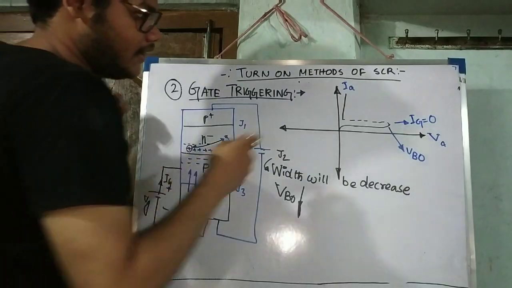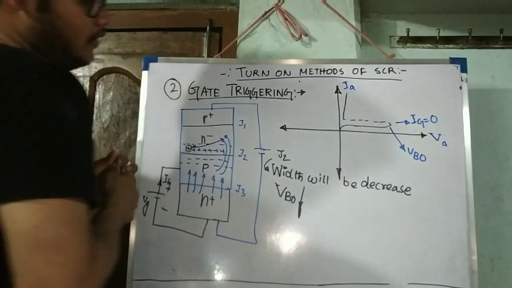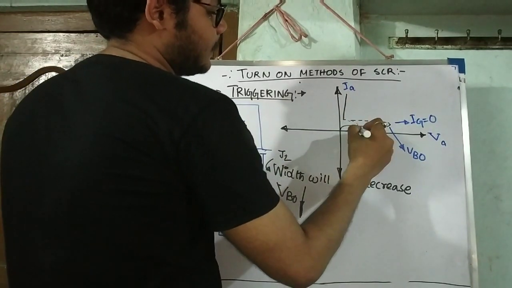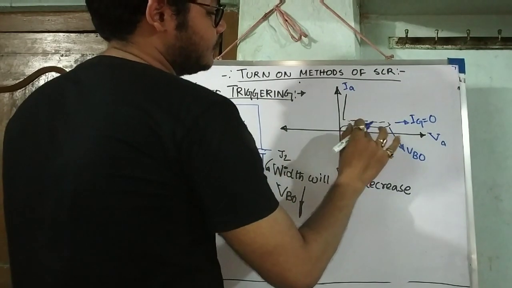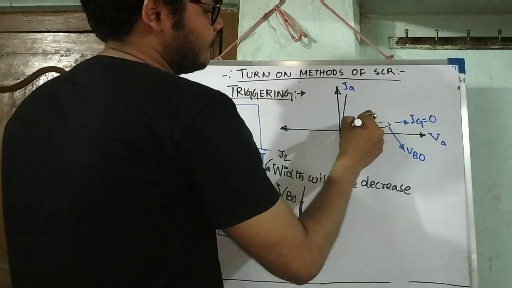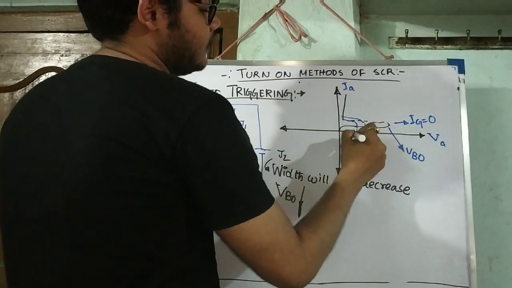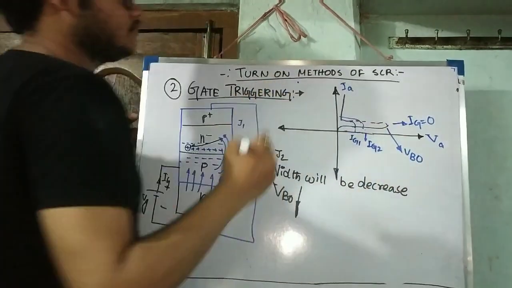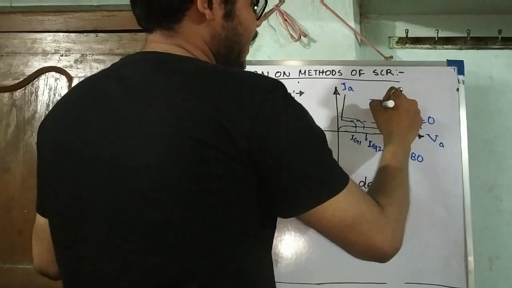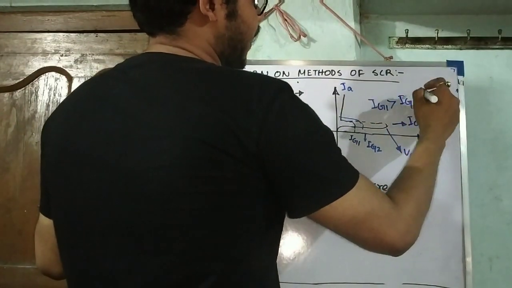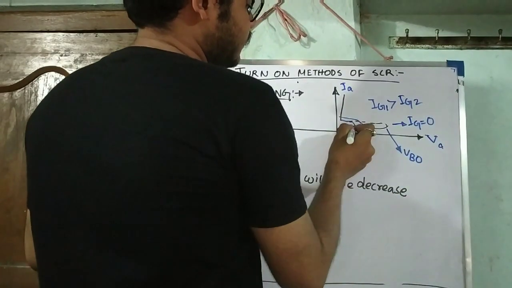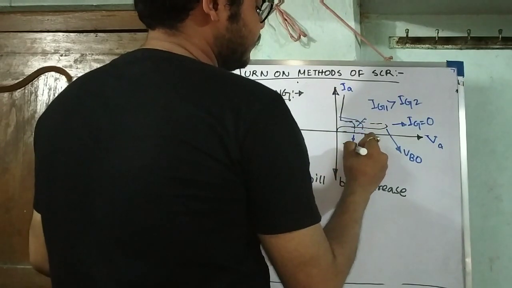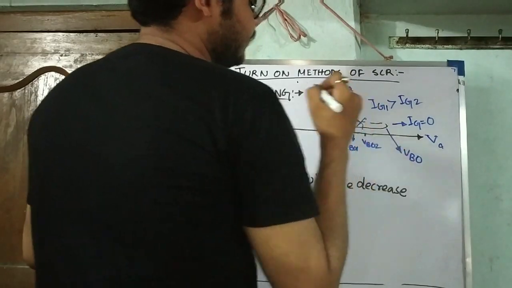See, if we apply some gate current, the curve changes like this. You have Ig1, you have Ig2, and your Ig1 is greater than your Ig2. See, this is not Ig. This value is your Ig, and these are your breakover voltages VBO1, VBO2.